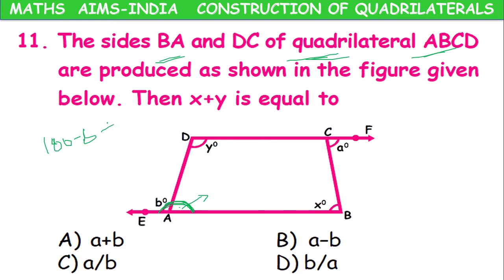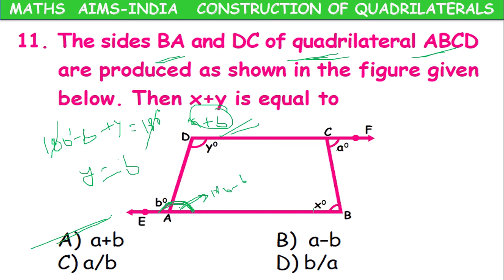In a quadrilateral, the adjacent angles are supplementary. This part is 180 minus B, and these two parts, 180 minus B plus Y, equal 180 degrees, because adjacent angles are supplementary. So 180 cancels, minus B goes to the other side, Y equals B. Here also x will be equal to A. So x equals A, Y equals B. So x plus Y will become A plus B. So answer option A.